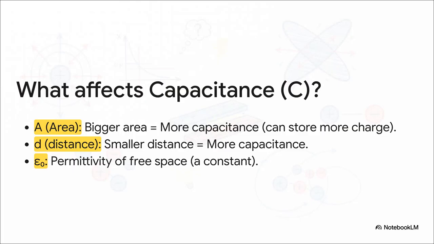So, just by looking at that formula, how can we make a capacitor stronger? How can we increase C? Well, first, look at A on the top. If we make the area bigger, C gets bigger. More area, more storage. Now look at D at the bottom. To make C bigger, we need to make D smaller. So just bring the plates closer together. It's all about area and distance.